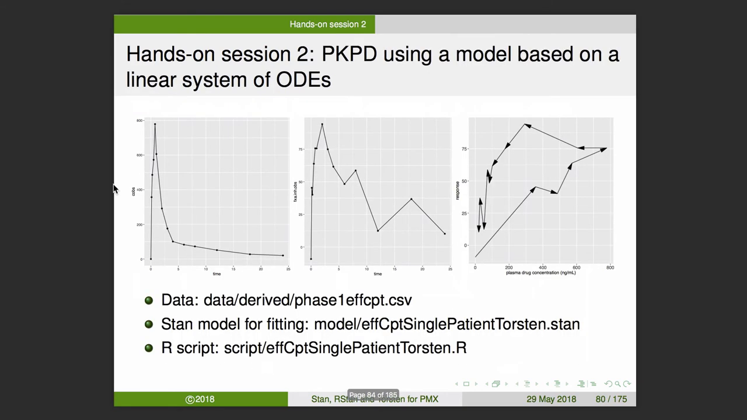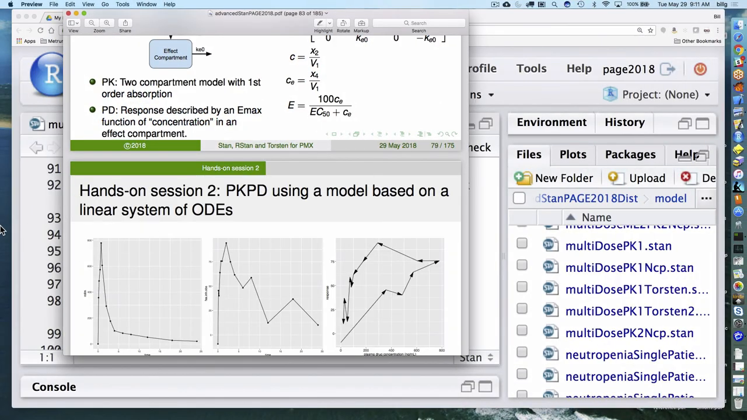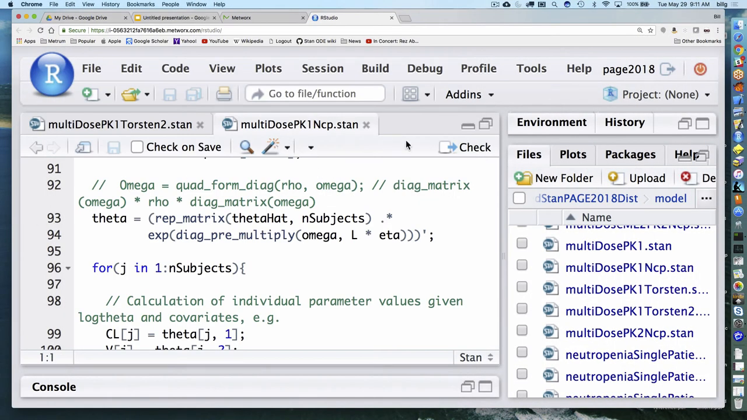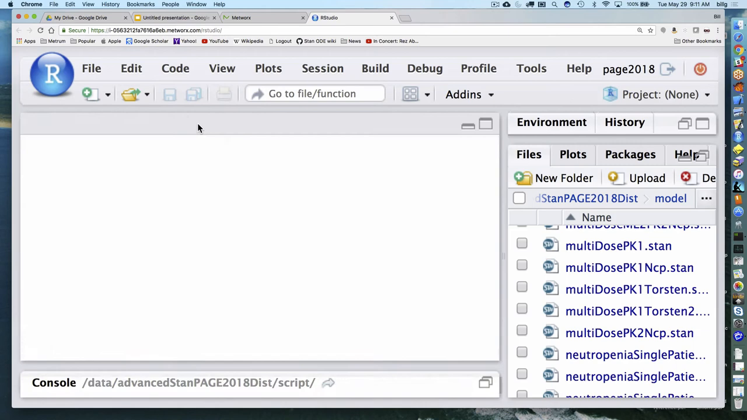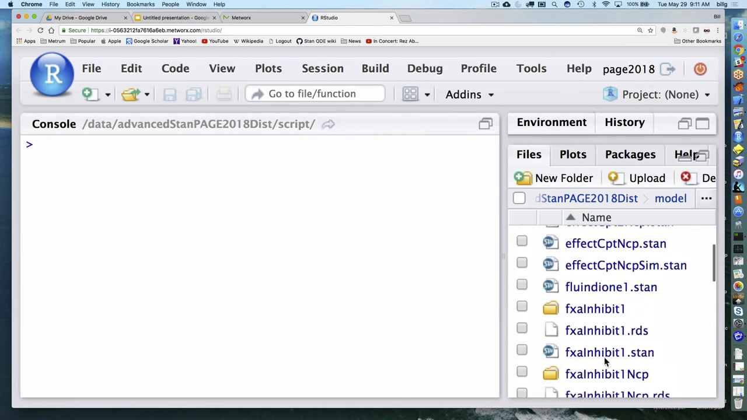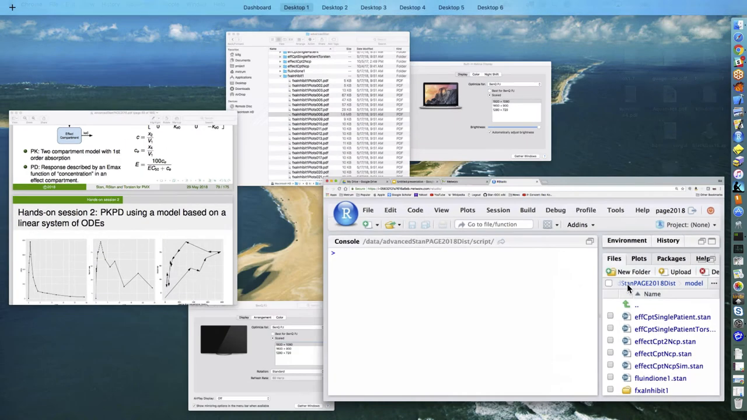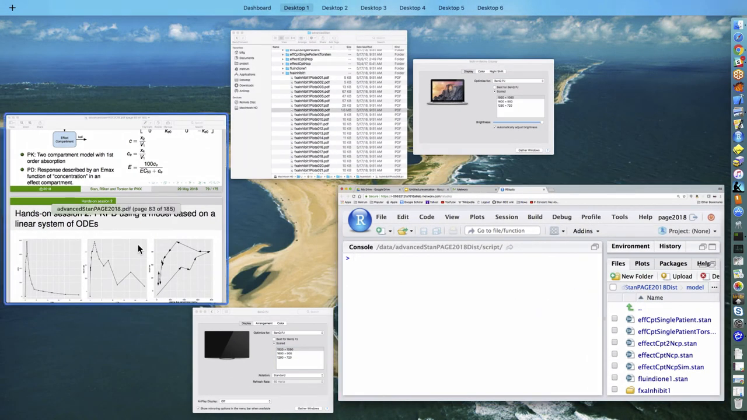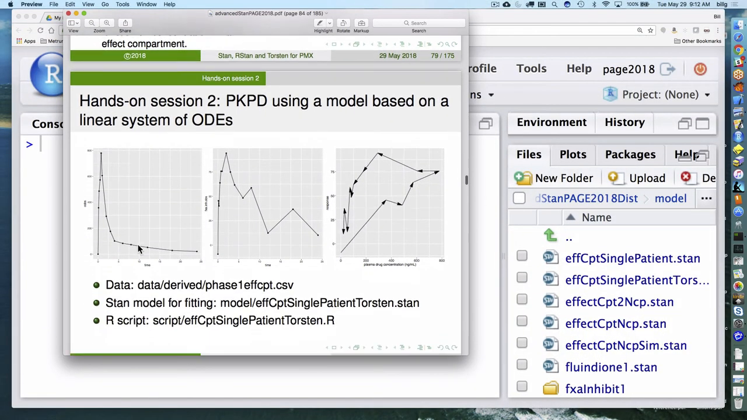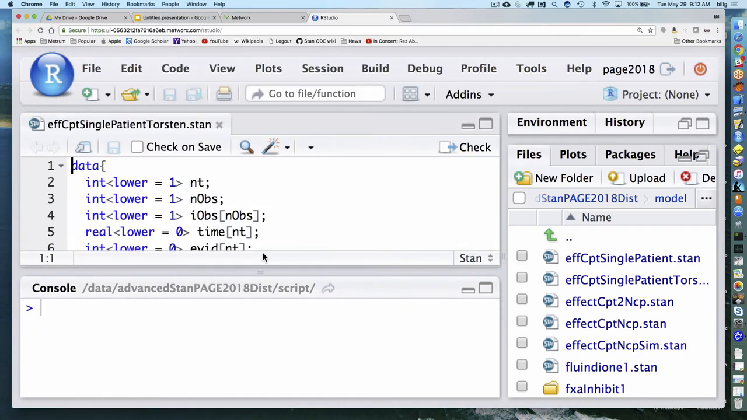So let's move right to that. Let's knock those guys off. Okay. Oh, actually, I did that and I forgot what I call them. Effect environment single patient Torsten. Okay, so that's right here.